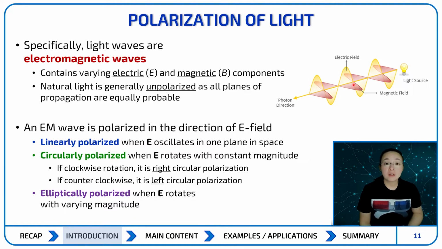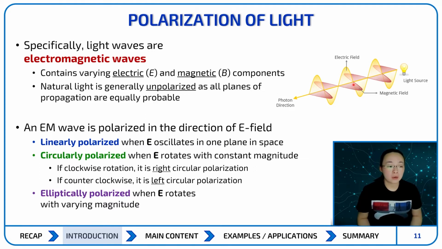So there are three different types of polarization you should know about. There's linearly polarized, there's circularly polarized, and there's elliptically polarized. Just understanding the difference between them would be good enough. I'll go into a little bit more detail about each of these, but just keep in mind, you just have to know what the difference is.